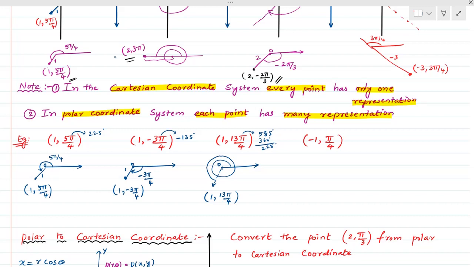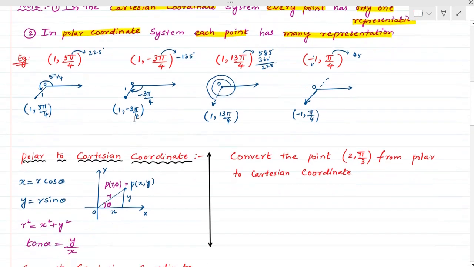Now going to the next one, this is 45, positive 45, in the negative direction. So if you see this one, this is the initial line here we have, and 45 will be here, but the r value is going to be negative, minus 1, so it is going backward. So it is going backward here, 1. So this point we call as minus 1 comma pi over 4. So you will have the same point, but the polar form has different representations. So this is what the note says.